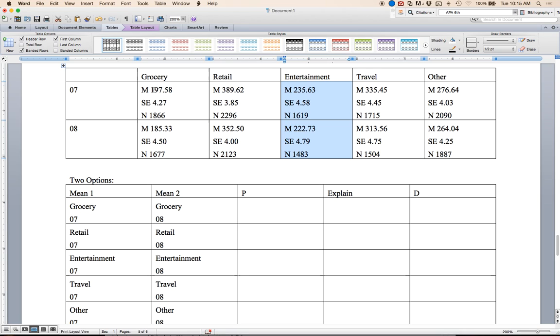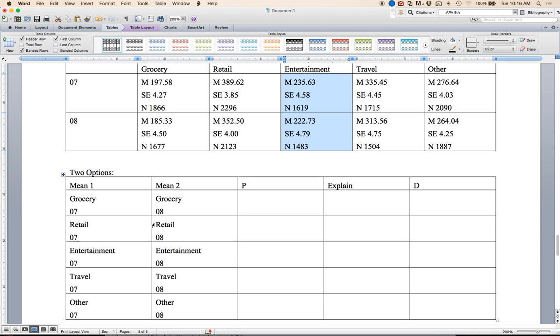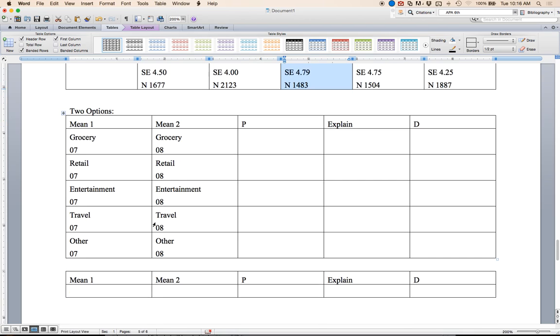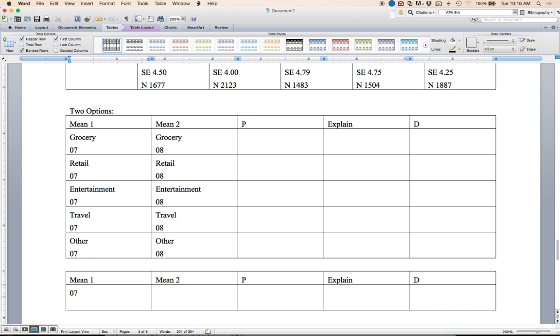Across or down is just my way of thinking about it, it's not a traditional term. It just means analyze going down the columns and compare column cells to each other, or analyze going across and compare row cells to each other, but don't do both, just one. If I analyze it going down this way, that's going to give me 5 tests. The other option would be to analyze going across. So I would say for 07, I'm going to compare grocery to 07 for retail.